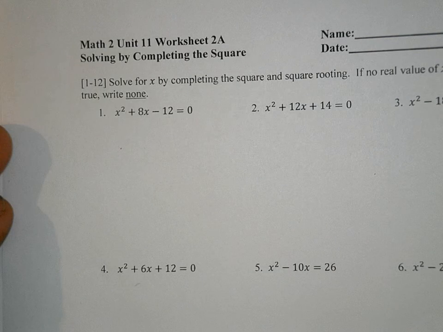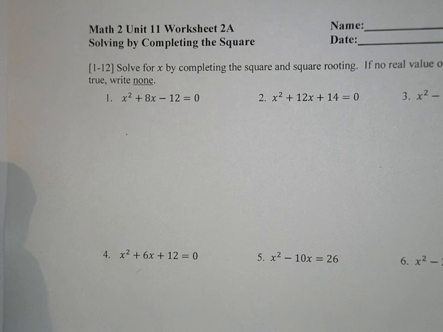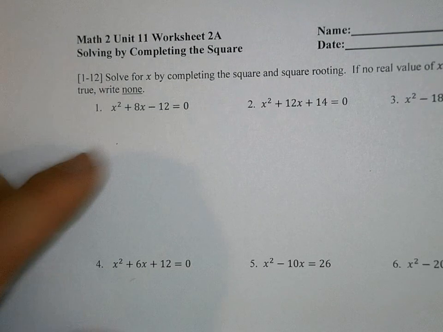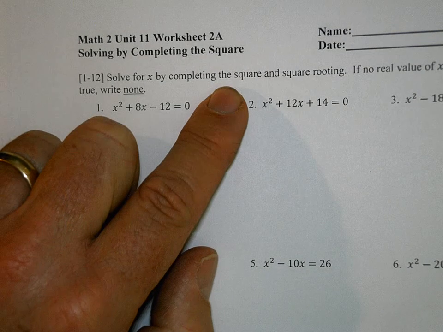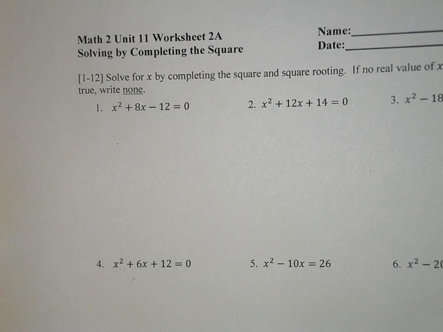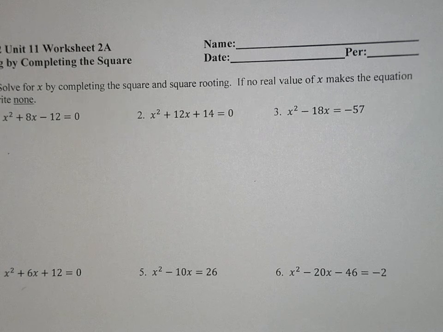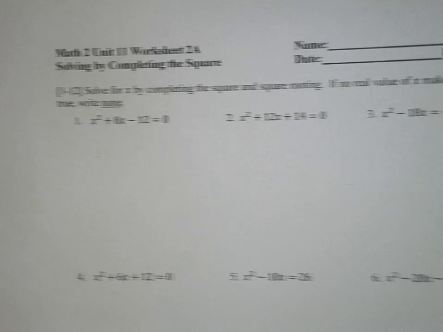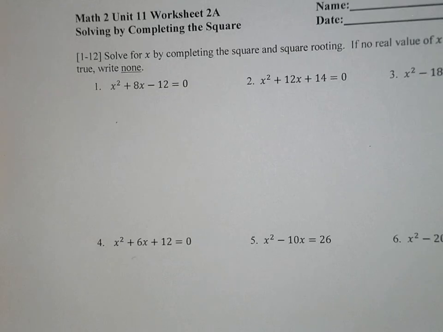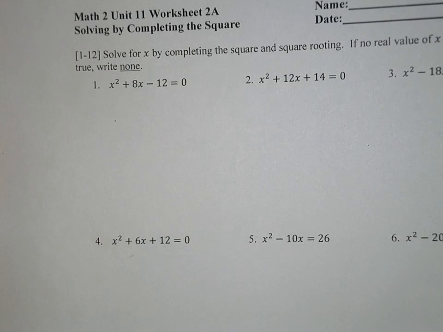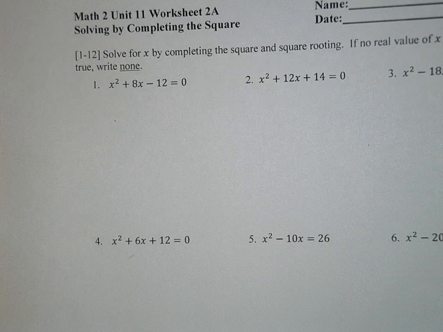Okay. So what we're doing in this worksheet is solving for x by completing the square, and then we're going to be square rooting to do it. And if there's no real value of x that makes the equation true, we're going to write none. Okay, so here we go. Number 1, x squared plus 8x minus 12 is equal to 0.